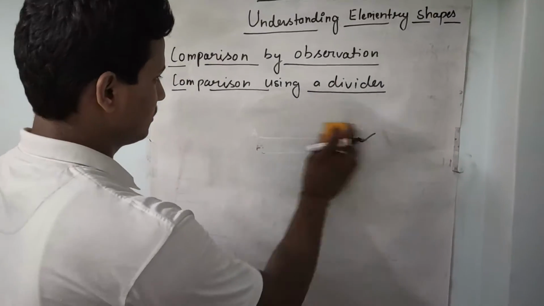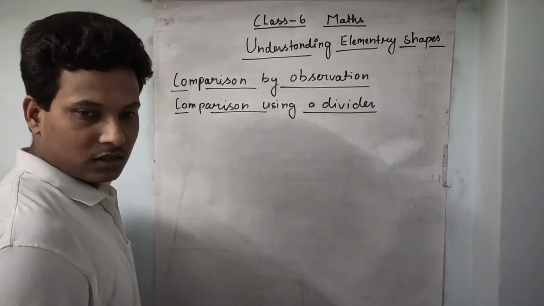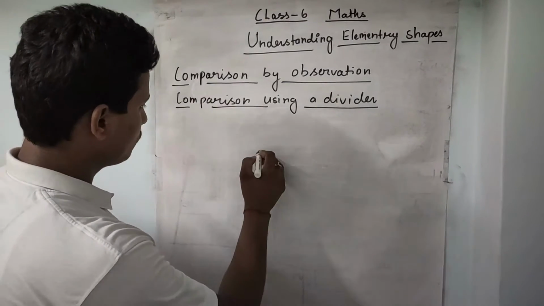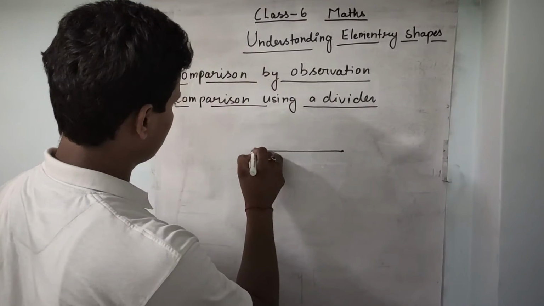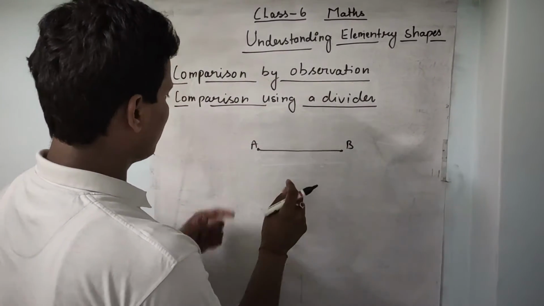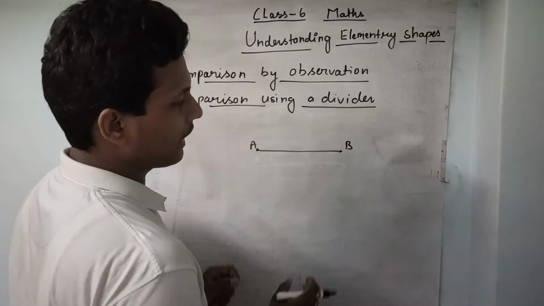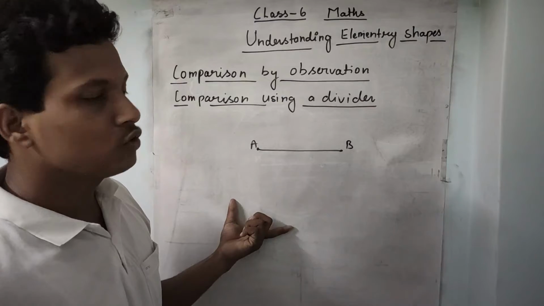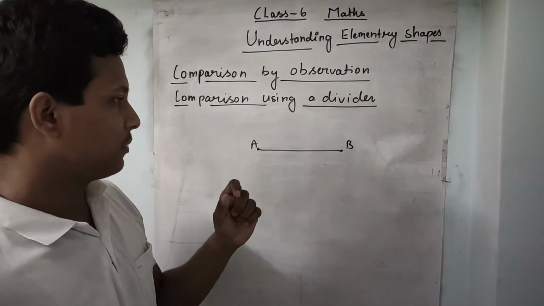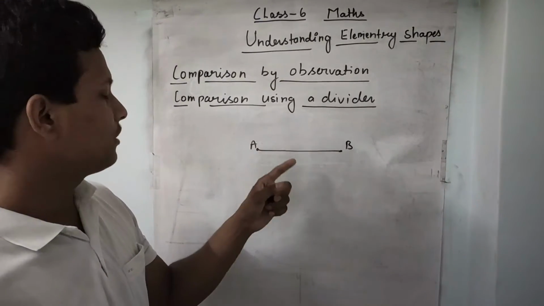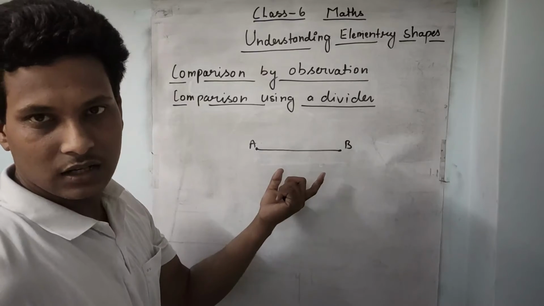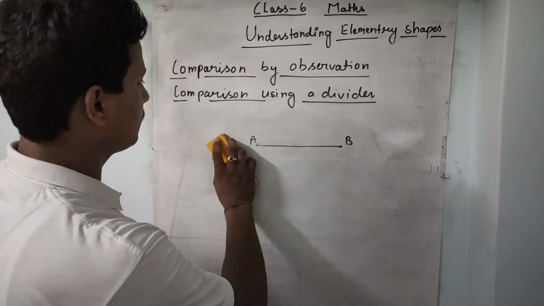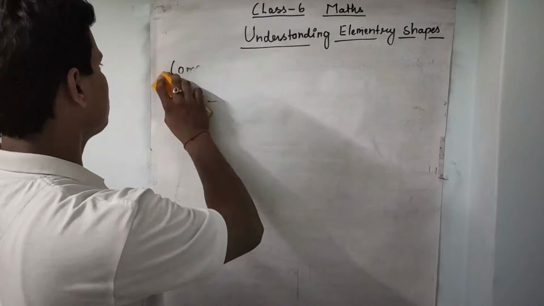Next, by divider. Like the compass, you have one more instrument, the divider. Suppose this is line segment AB. We will put one needle of the divider on this side and the other needle on this side, and stretch the divider. After that we will use the ruler to measure the length of this line segment with the help of the divider. So these are the two types of comparison we use for measuring things.